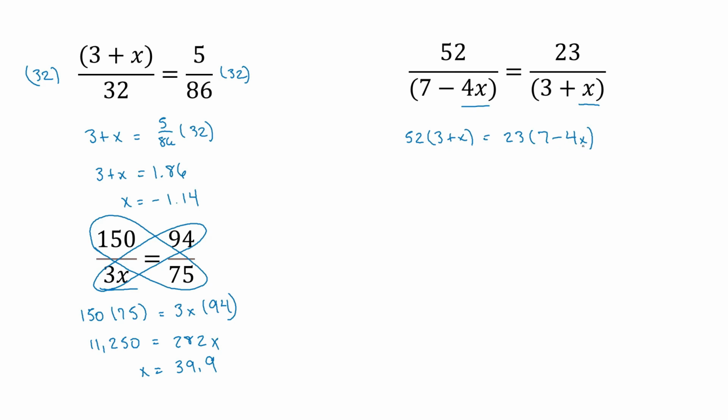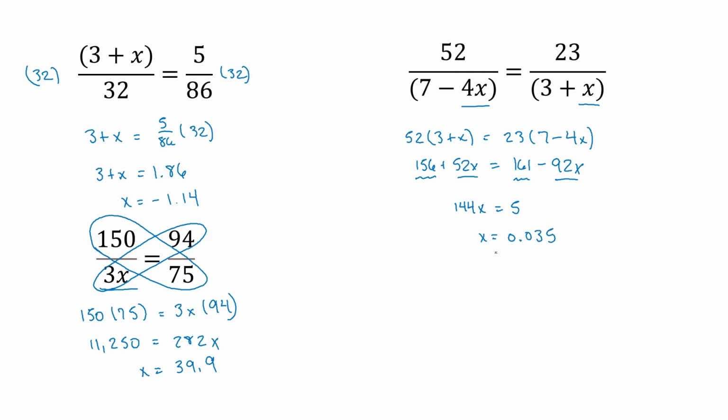A common mistake students make is they'll just take the 52 times 3 and they won't actually multiply across the x as well. And that will give you the wrong answer. So make sure you keep those parentheses around those quantities. Next, I'm going to distribute. So this is going to give me 156 plus 52x is equal to 161 minus 92x. Again, I'm going to combine like terms here, and I get 144x is equal to 5, which gives me x is equal to 0.035.